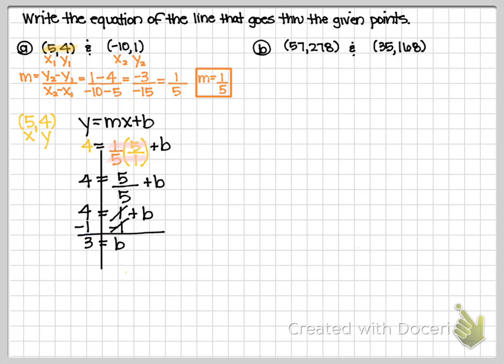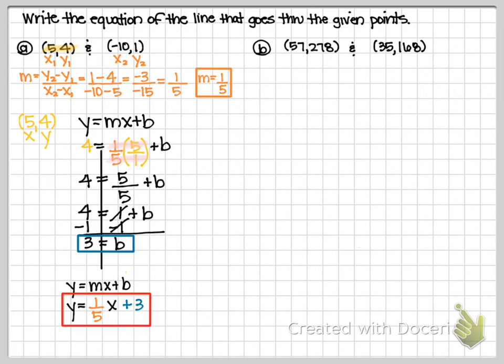And now that we have b equals 3, and we have m, we can write the equation. So take this moment, make sure you get that equation written down. So using the 1/5 that we calculated and the 3 for b that we calculated, I could then plug in the m and the b into my equation. And that is my answer to A.